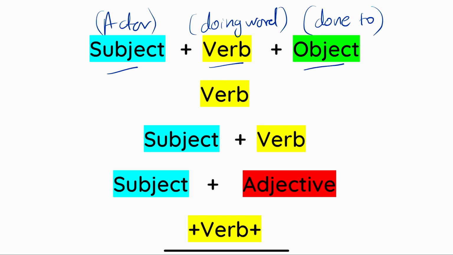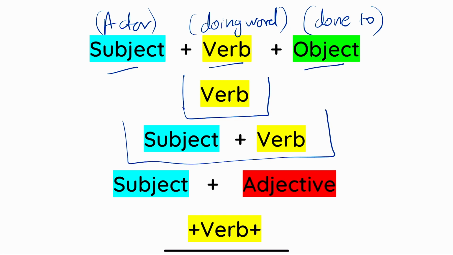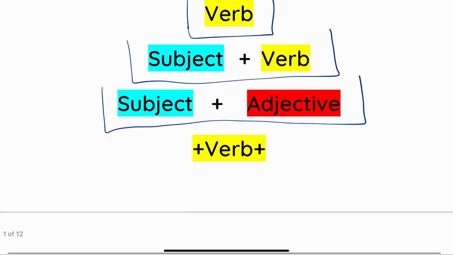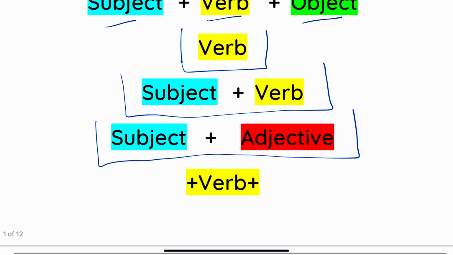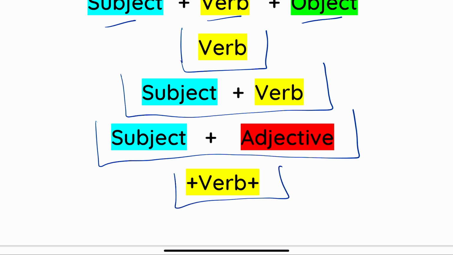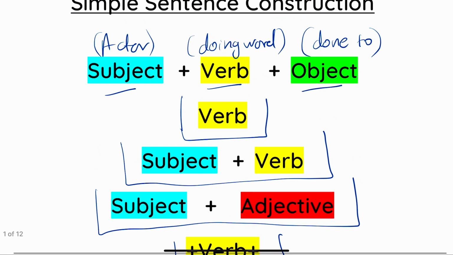Sometimes for a sentence, a verb by itself is enough. Sometimes a subject plus the verb is enough. Sometimes subject and adjective, or subject plus adjunct, anything that might not necessarily be in the verb class or object class, can be there and would be enough. And then there's a special one, which I like to call plus verb plus, which we will explain in a bit more detail later on in order to make a full sentence.